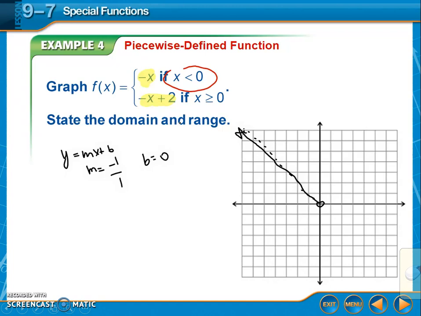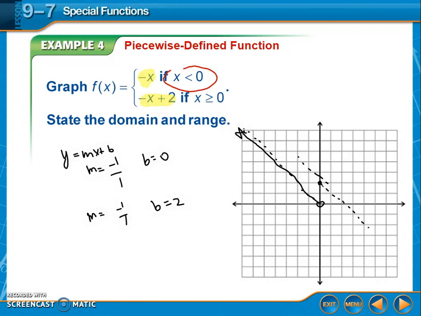Okay? And then I want to go and graph my other line. So my other one, my slope, is still negative 1 over 1 because it's still negative 1 in front. But now my b is 2, which means I start at 2, and I have a slope of negative 1. So it's going to go down 1, forward 1, down 1, forward 1, and follow this. And I get this line.